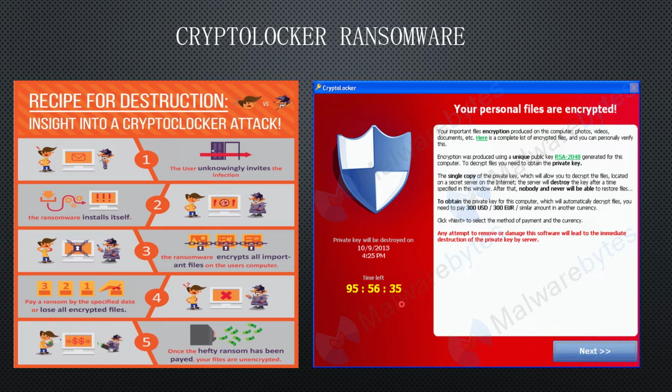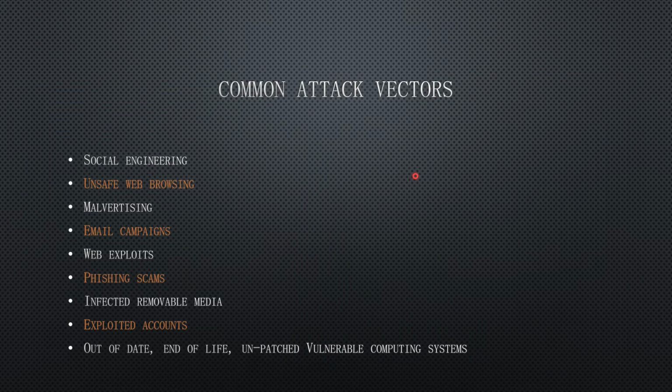Here we can see the time left for the ransom or the payment. This is a common Cryptolocker attack window. So these are the common vectors which are involved with the Cryptolocker infections: social engineering, unsafe web browsing, malvertising, email campaigns, web exploits, phishing scams, etc.